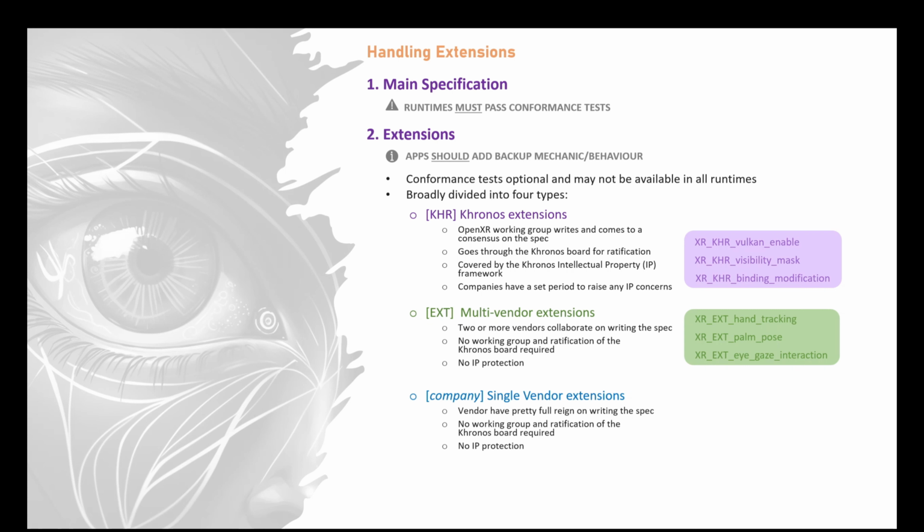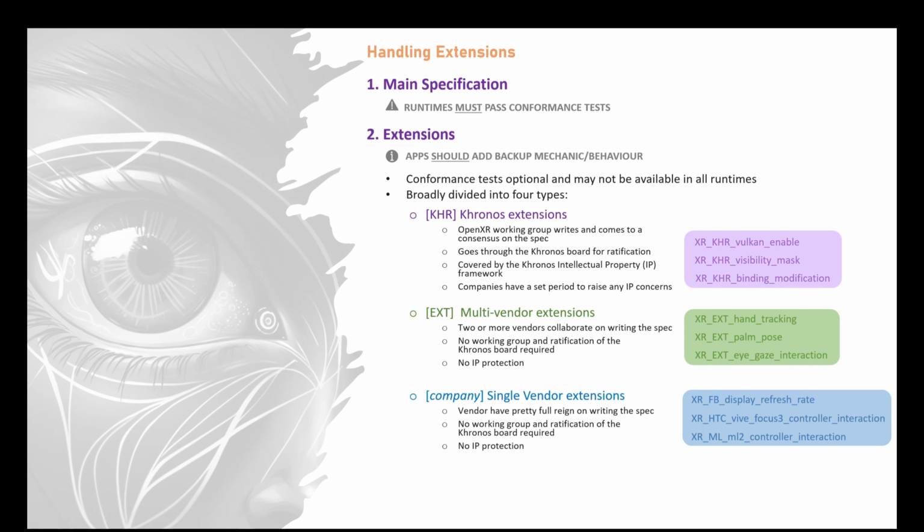A third type are single vendor extensions. So this is worked on pretty much by a single vendor who has full reign on writing the spec. There is no working group or ratification required by the Khronos board, and there's no IP protection as well. So examples will be the Facebook or Meta display refresh rate, HTC Vive Focus 3 controller interaction to be able to use the Focus 3 controllers. All of the functionality, rather, of the Focus 3 controllers.